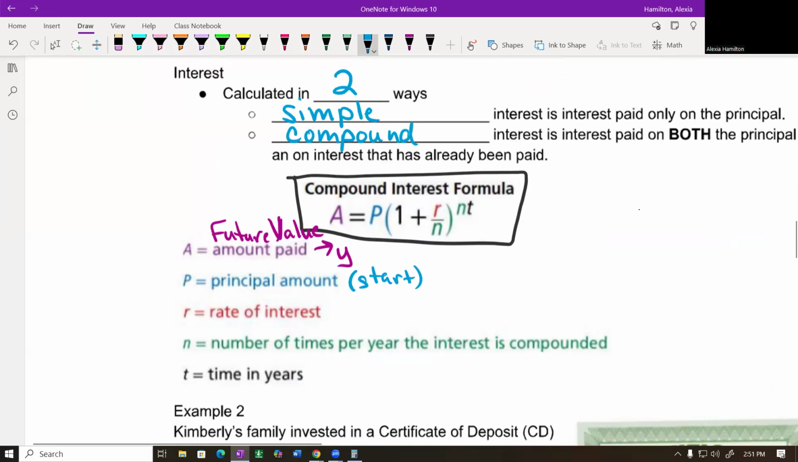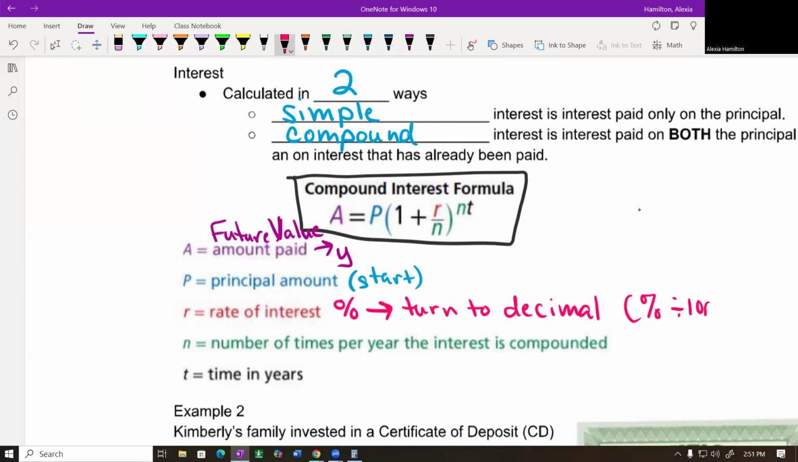R is your interest rate. It will be given to you as a percent. You have to turn it into a decimal, which to do that, you would take your percent number and divide by 100. Close that parenthesis. Okay. N is the number of times per year that the interest is compounded. What that means is it tells you how many times in a single year you get paid interest.